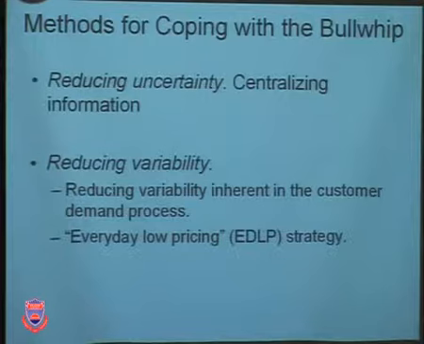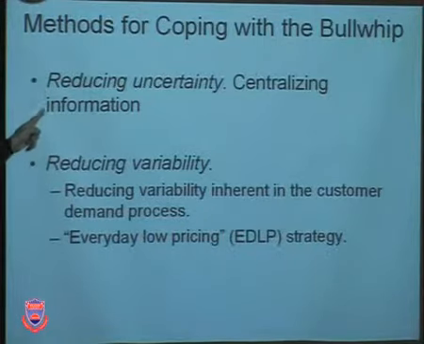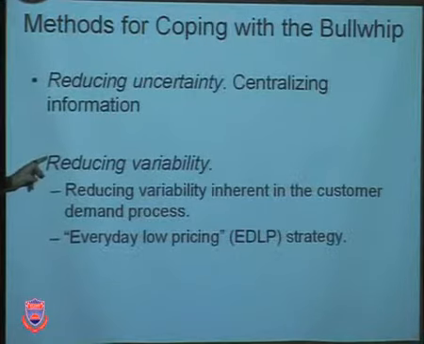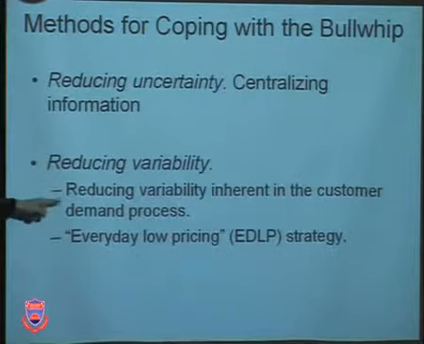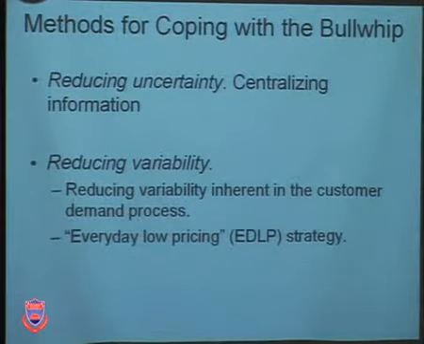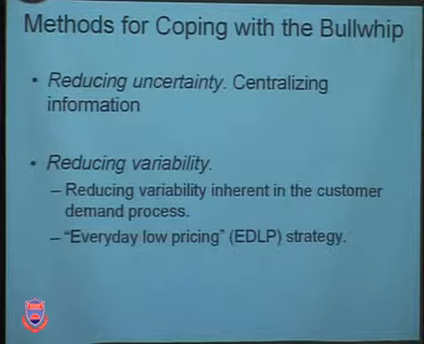And what are the things that we need for coping with the bullwhip effect? Well, we can reduce the uncertainty. One is centralized information. Reducing variability. Reducing variability means that we can play with the customer demand process. That's number one. You can always do that.